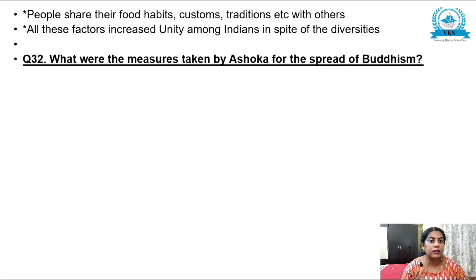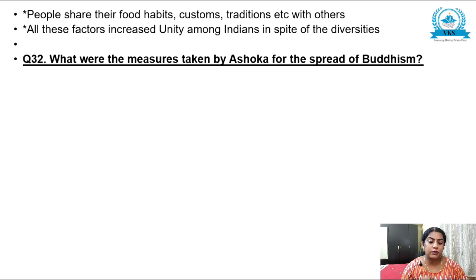So like that you can complete the answer. So when the question is about unity in diversity, first you can write how India is diverse, what all differences are there. Then you can write, in spite of all these diversities, how India is united. Okay, so I hope that answer is clear.